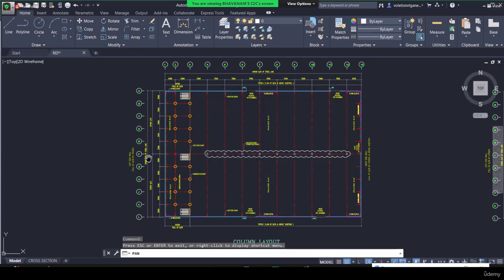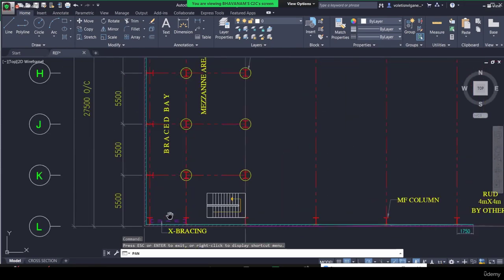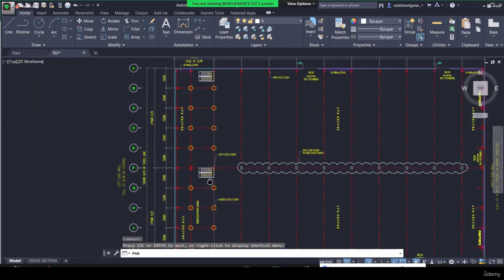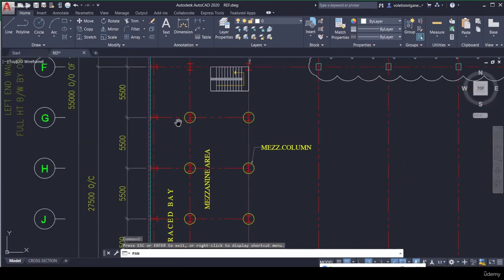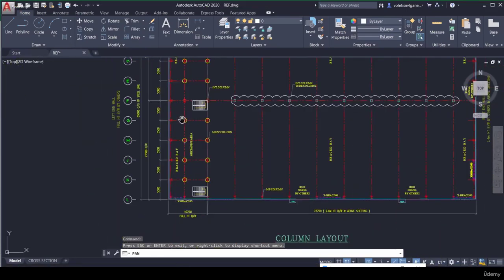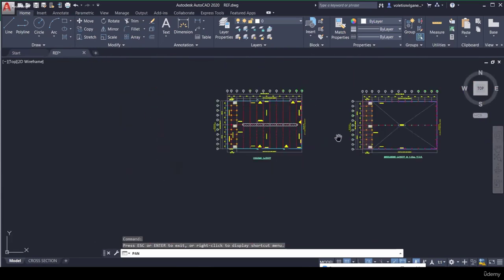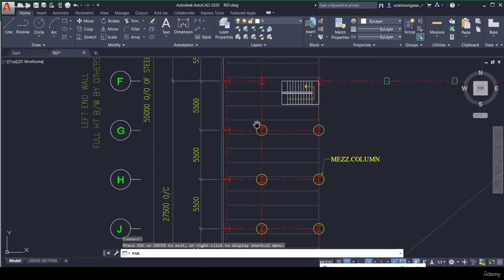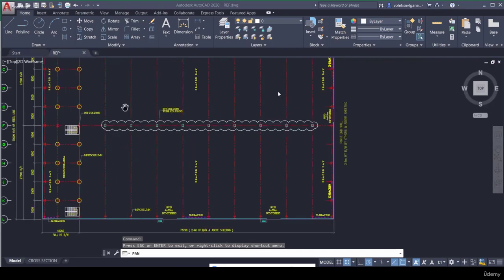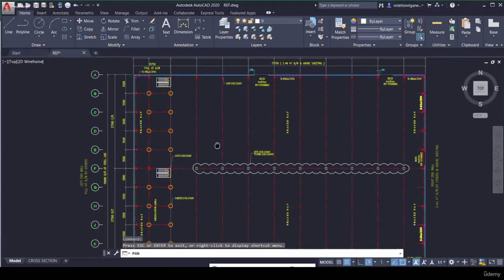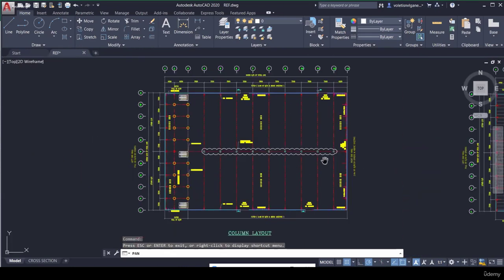So here is a PEB plan, a column layout at the base plate level. Here you are seeing some columns which are rounded, that is called mezzanine columns. These columns will go up to the mezzanine only. They will not go the entire height. Here you are seeing a BC structure, BC1.